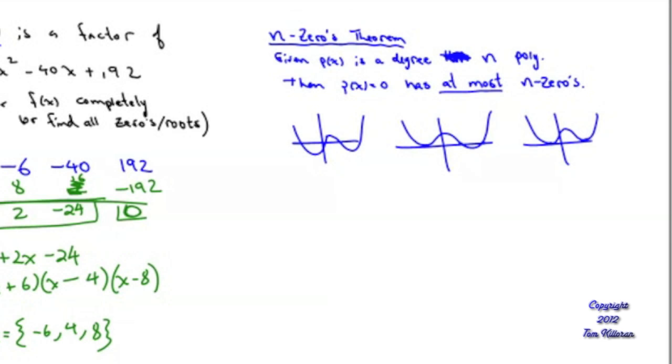The intermediate value theorem says that as long as one point is above and another point is below, something is guaranteed to happen in between them, because they're nice continuous functions.